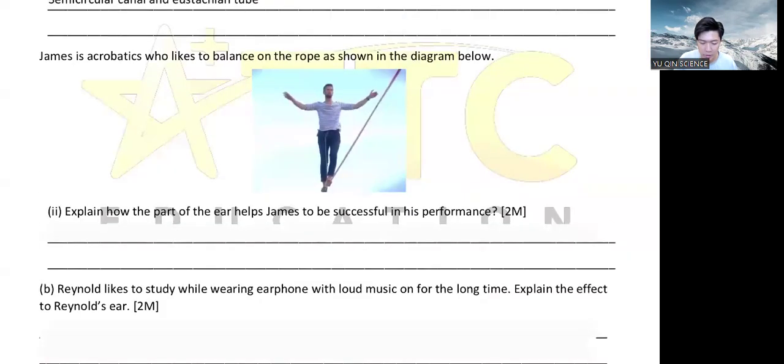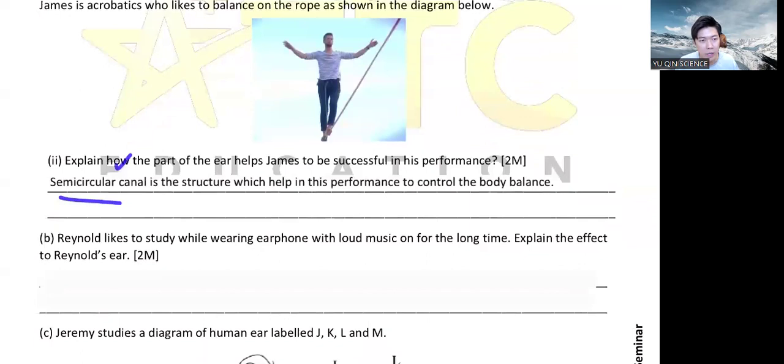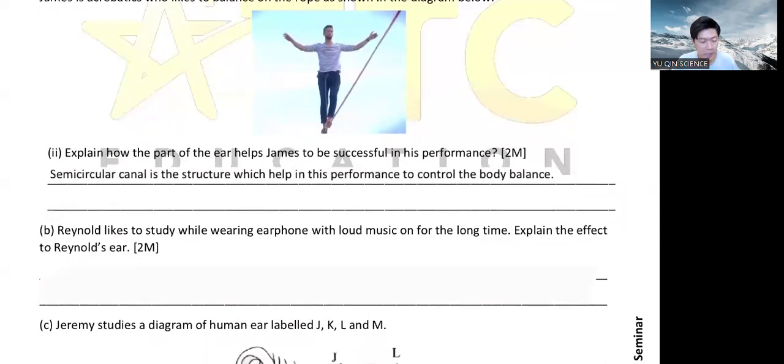Okay, so there you go. Semicircular canal. Ka-ching, 1st mark. To help control his body balance. Ka-ching, 2nd mark. See, easy sentence. Don't go too far away. Always remind yourself to stay within your syllabus. Can put N as N? Cannot, must be English word.